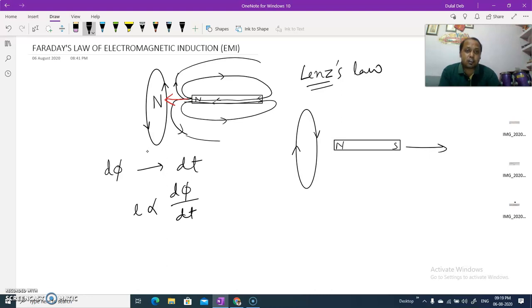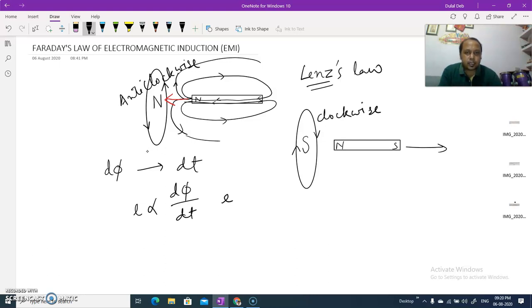Like here you can see the north pole is moving away. To oppose the motion of the north pole, a south pole is created here which attracts the north pole to oppose the motion. So south pole will be created if the direction of current here is clockwise. So it is clockwise direction of current, and here we are getting anti-clockwise. So you can understand here very clearly that the direction of induced EMF or current is such that it opposes the cause which produces it.